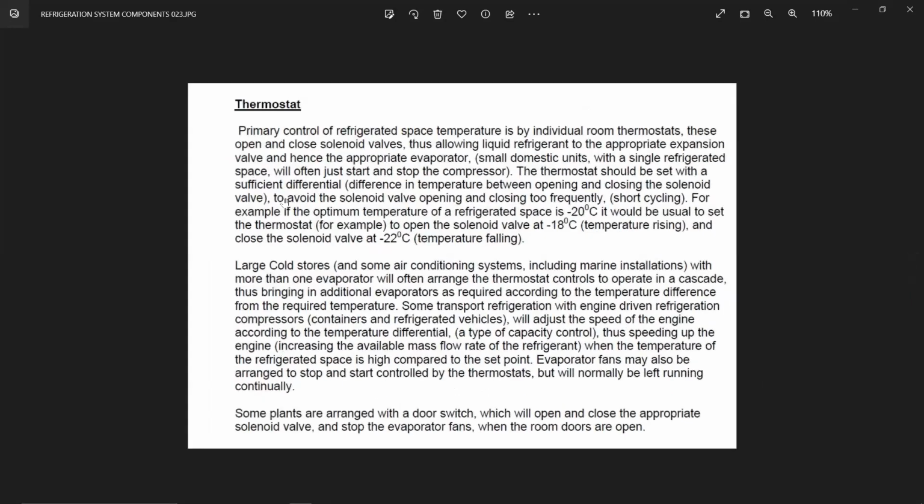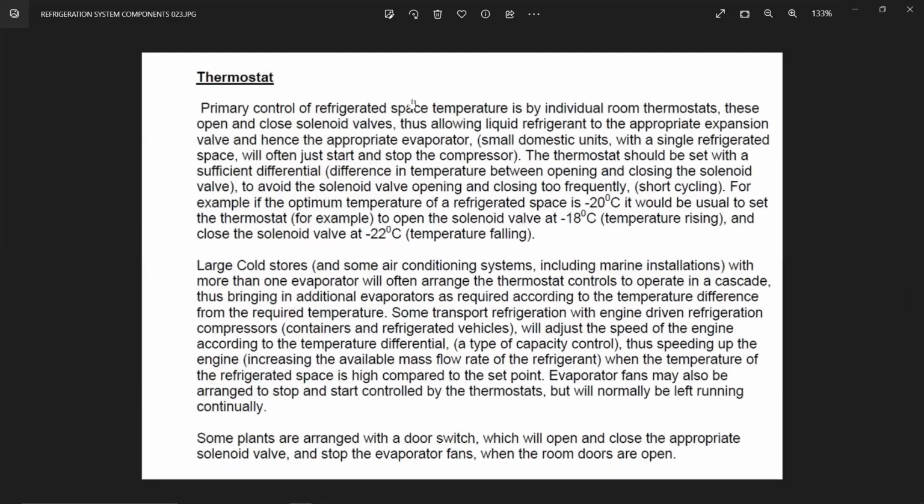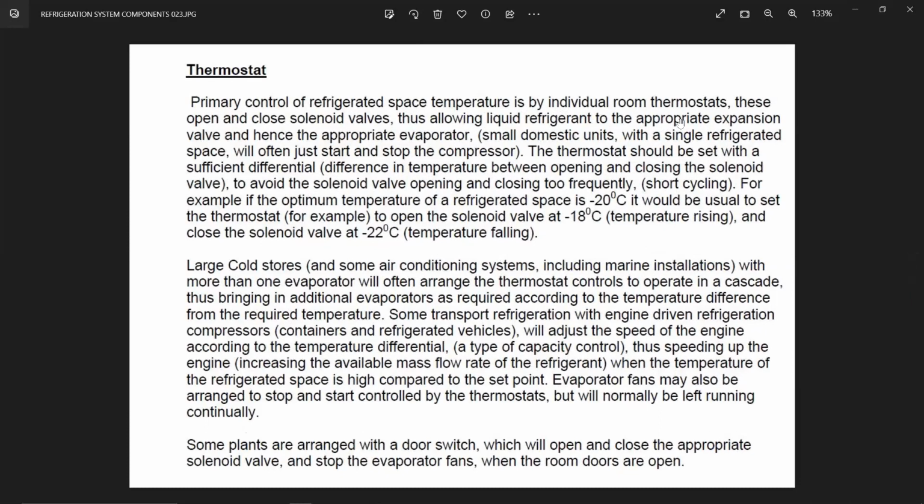Now, thermostat. Primary control of the refrigerated space is by individual room thermostats. These open and close solenoid valves, thus allowing the liquid refrigerant to the appropriate expansion valve. और expansion valve के भी काम करते हैं, as well as आपका जो solenoid valve को भी control करते हैं. Hence, the appropriate evaporator is operating at the proper time.